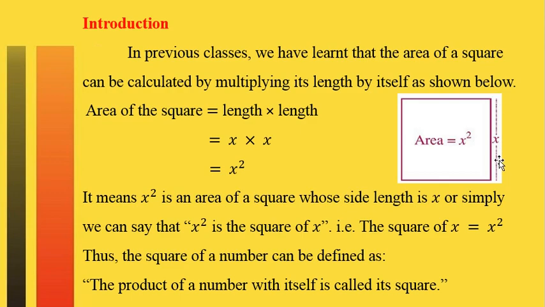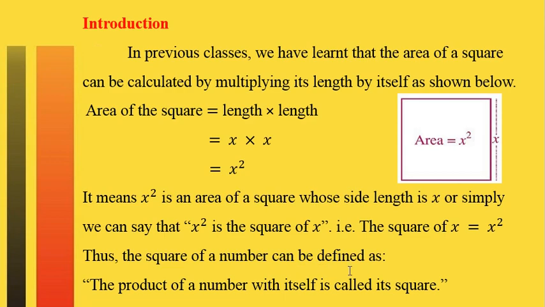So you are watching, this side is x, so the remaining all the three sides will also be x for the square. So x into x will be x square, because when the variables are multiplying, their exponents will be added. It means that x square is the area of the square whose side length is x, and simply we can say that x square is the square of x. That is, the square of x is equal to x square.